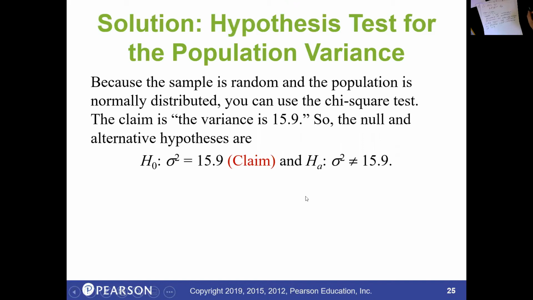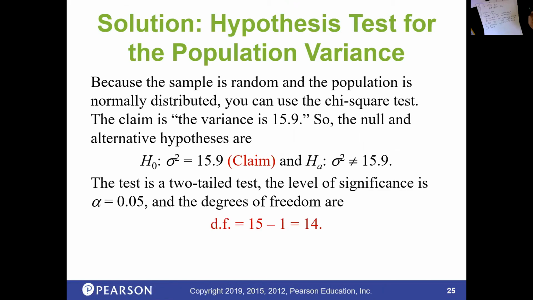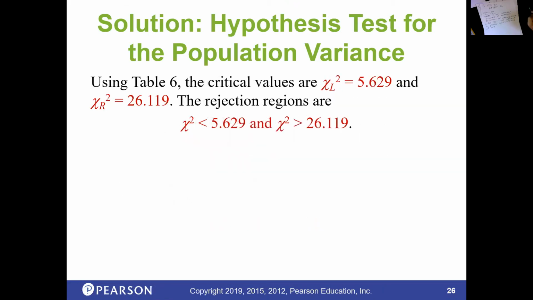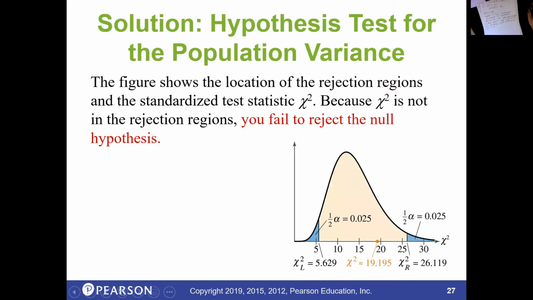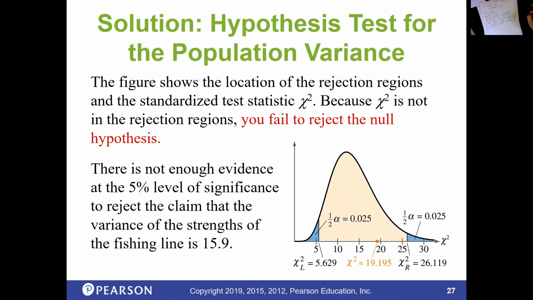Okay, state the claim and the hypotheses. Determine the critical values. Sketch the rejection region. Compute the test statistic. This time, it landed in the center, so we fail to reject. There's not enough evidence at this level to reject the claim that the variance is 15.9. And we're done.